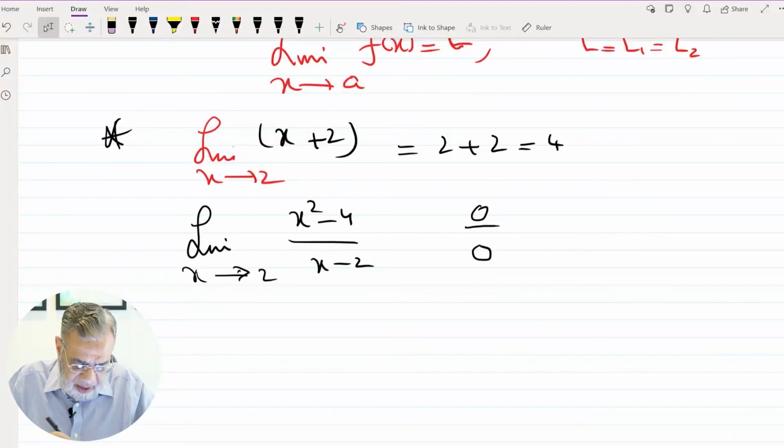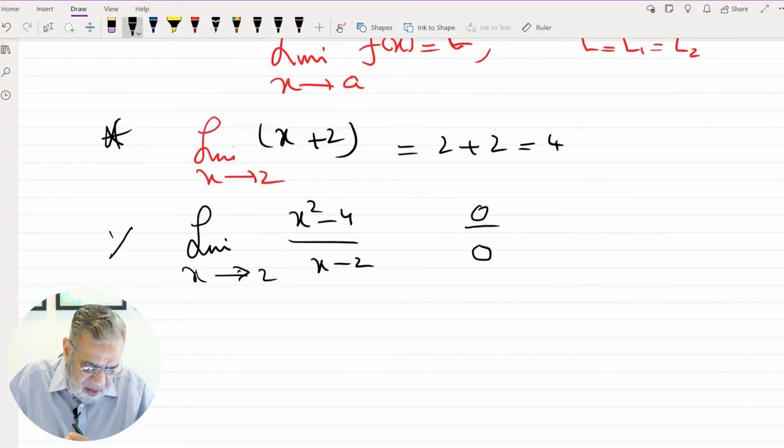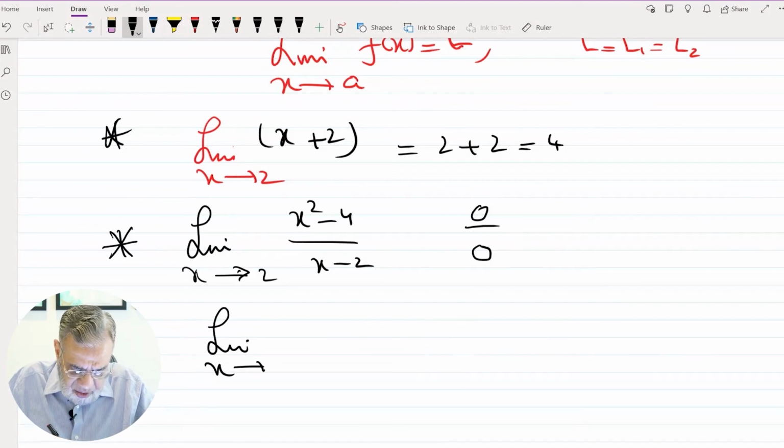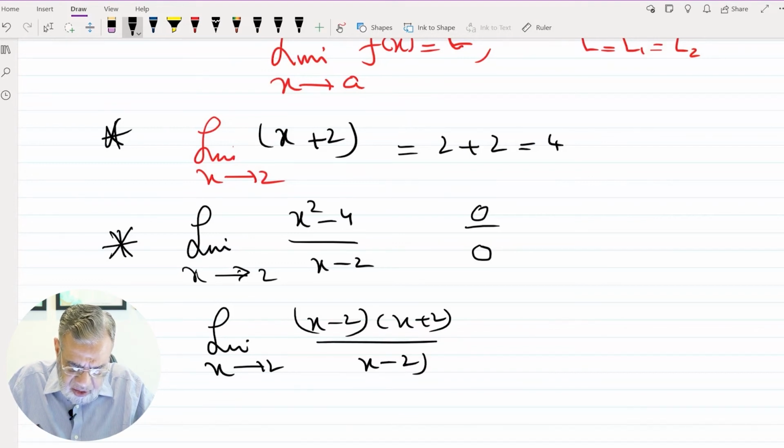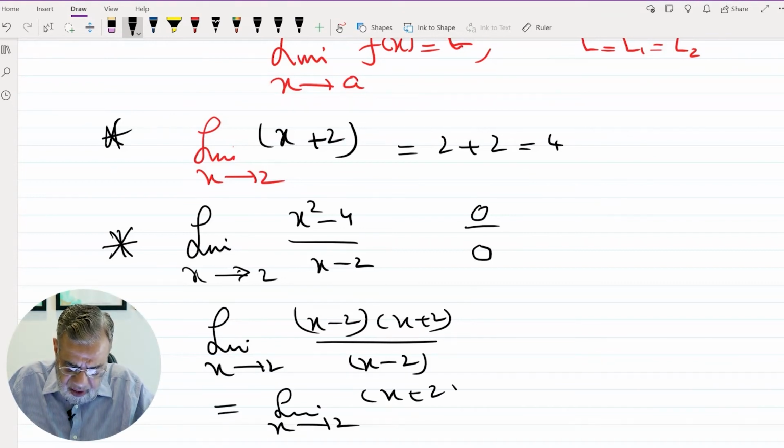So here we do the algebraic simplification, or the second option is the L'Hopital rule. We take the derivative of f of x and g of x, and then we substitute the limit. Here, with the algebraic approach, we need some more work. For the limit as x tends to 2, the factor which is making it 0 is x minus 2, so we get x plus 2 over x minus 2. We simplify this one, and the limit as x tends to 2 of x plus 2 is equal to 2 plus 2, which is equal to 4.